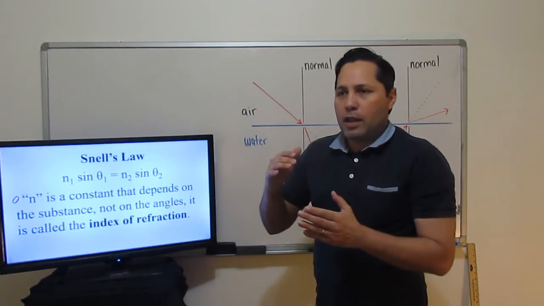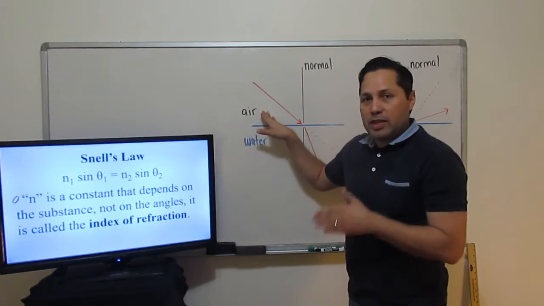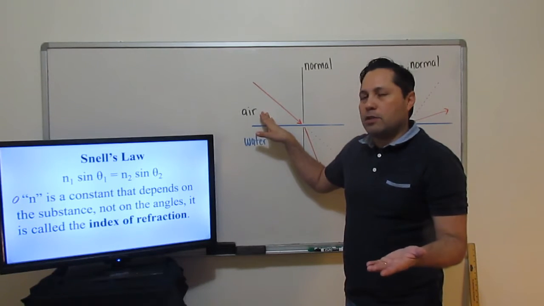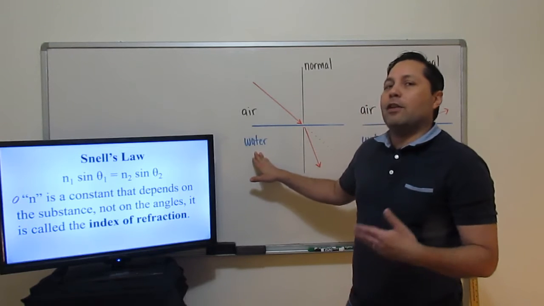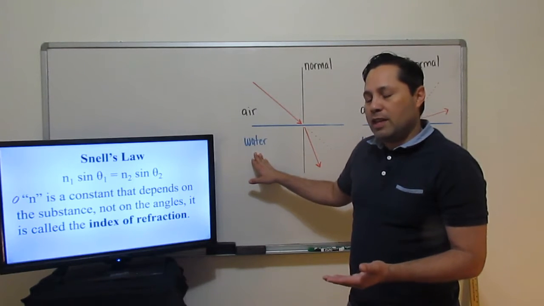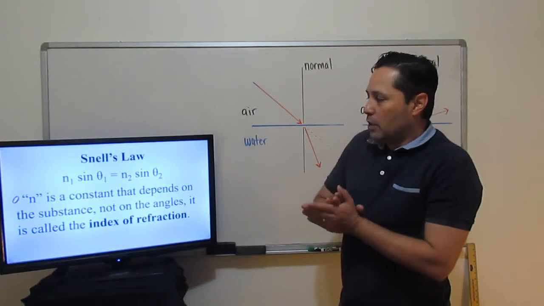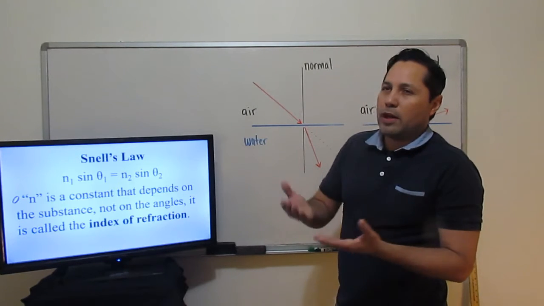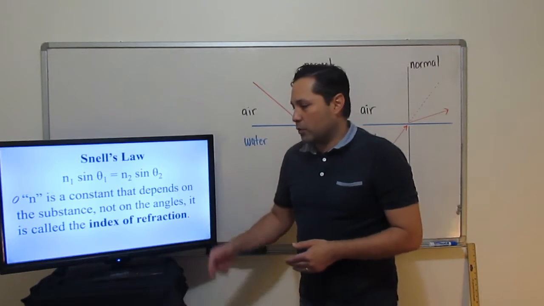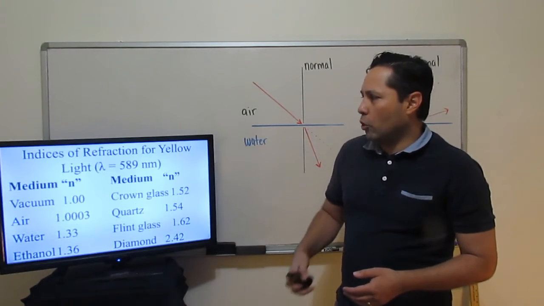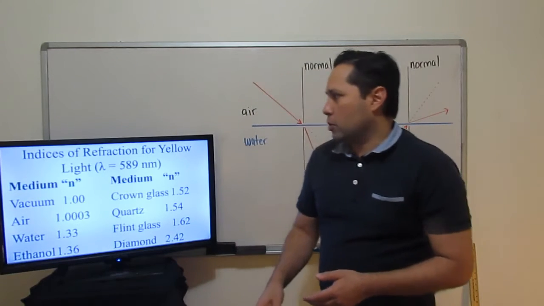So if it's something like air, the substance that light's traveling through is going to have a very small value of N, the index of refraction. But if it's like water, it's going to have a larger value of index of refraction because the water will slow down the light. So the thicker the material, the more light slows down, that will give you a higher index of refraction.